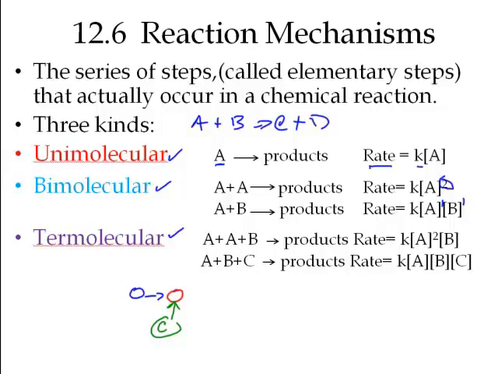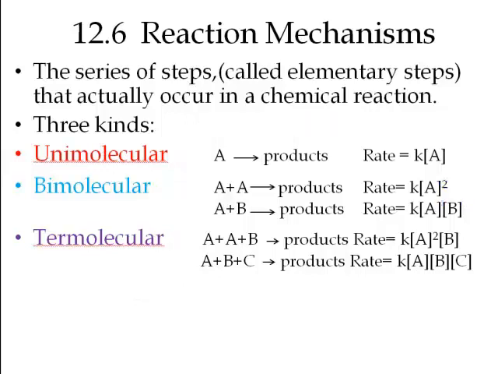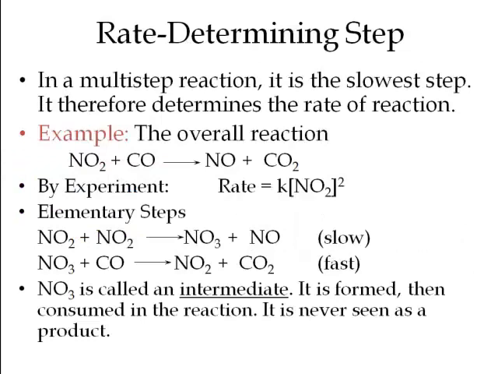Now, when we see a reaction, we've got to figure out, one, how many steps there are, and which of those steps is going to decide what kind of runs the reaction, so to speak. If we look at a reaction that has multiple steps, it's always going to be the slowest step that determines how fast it's going to go.